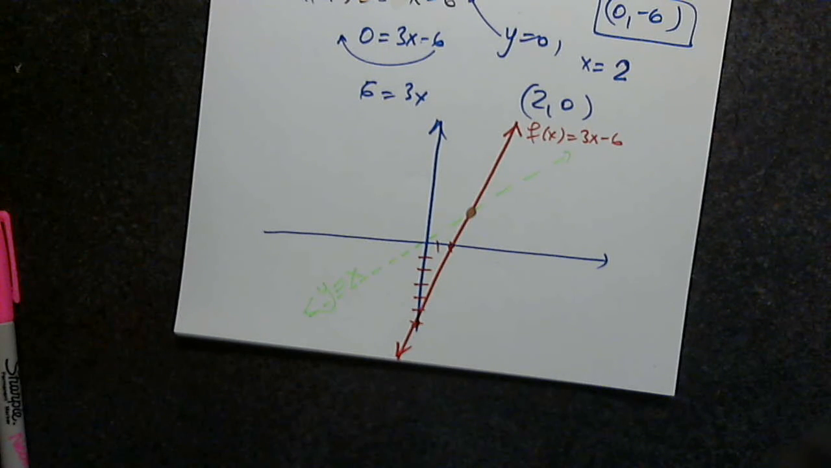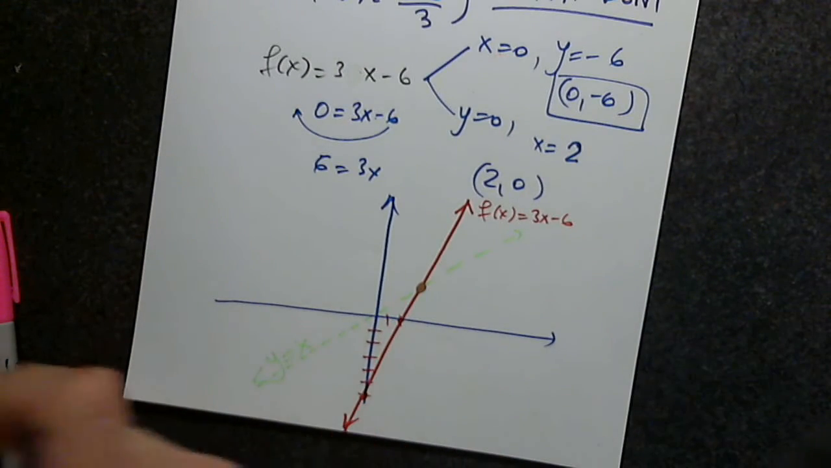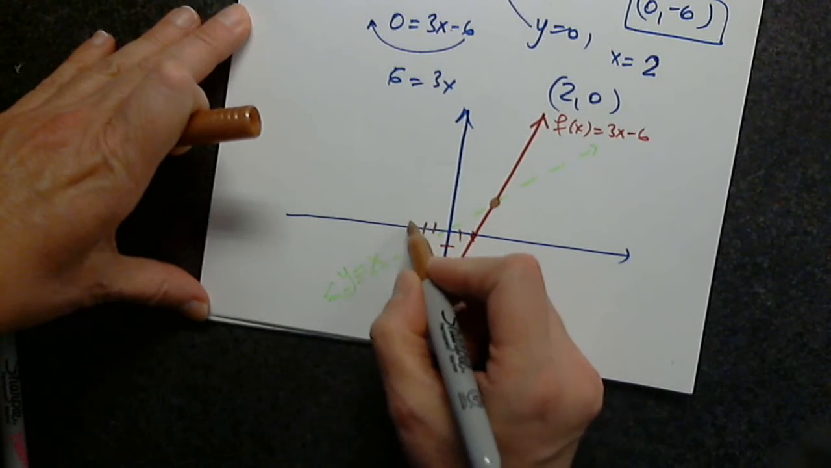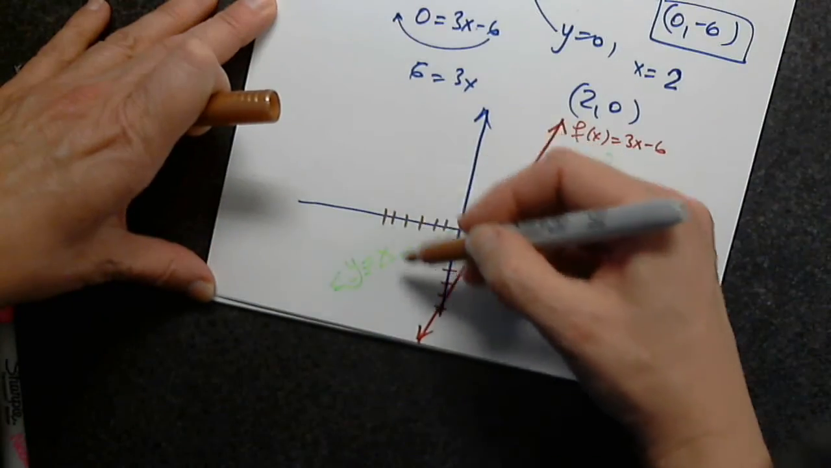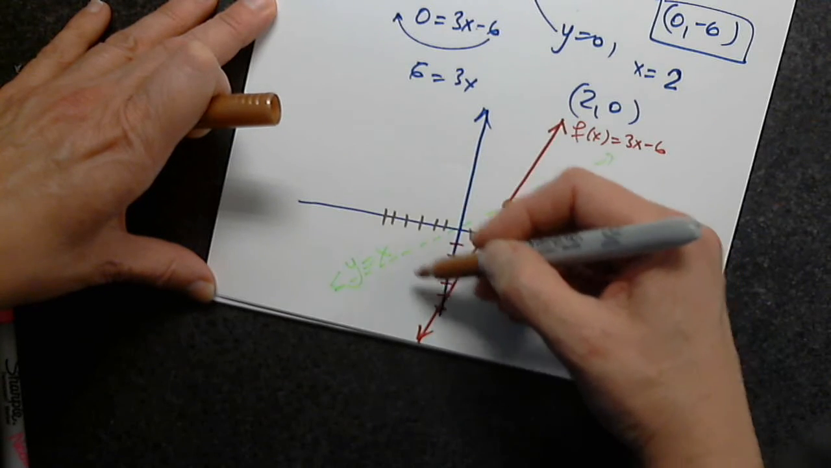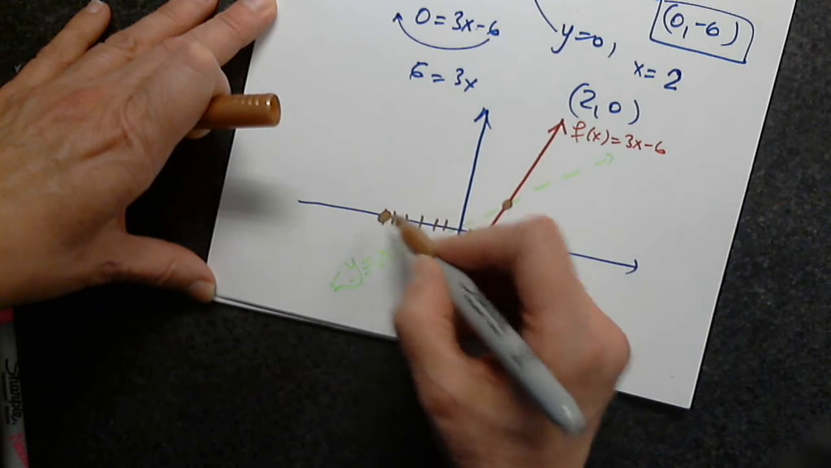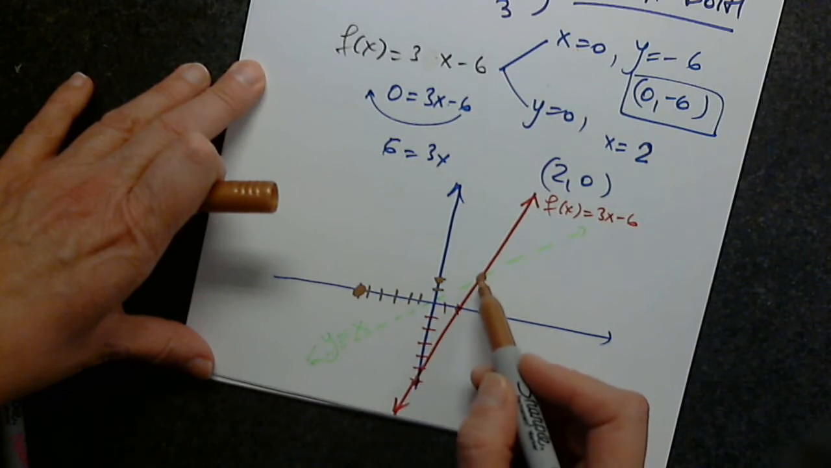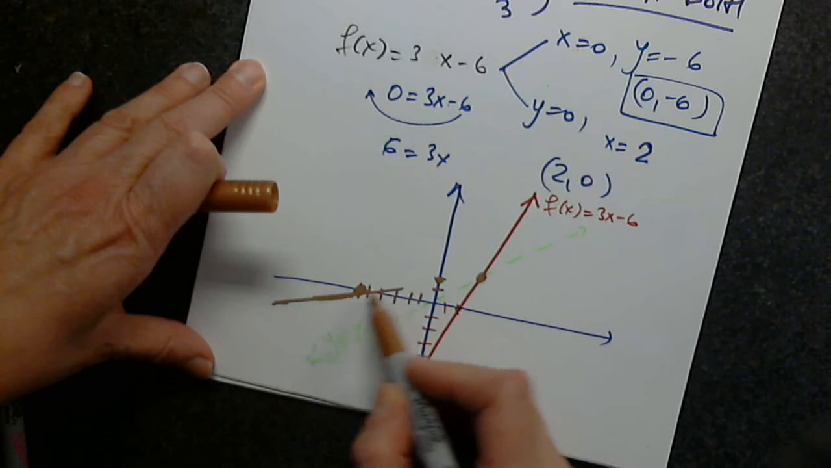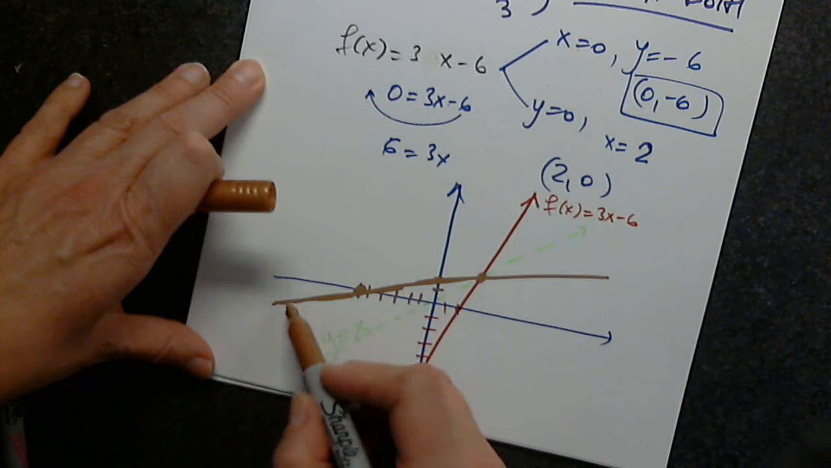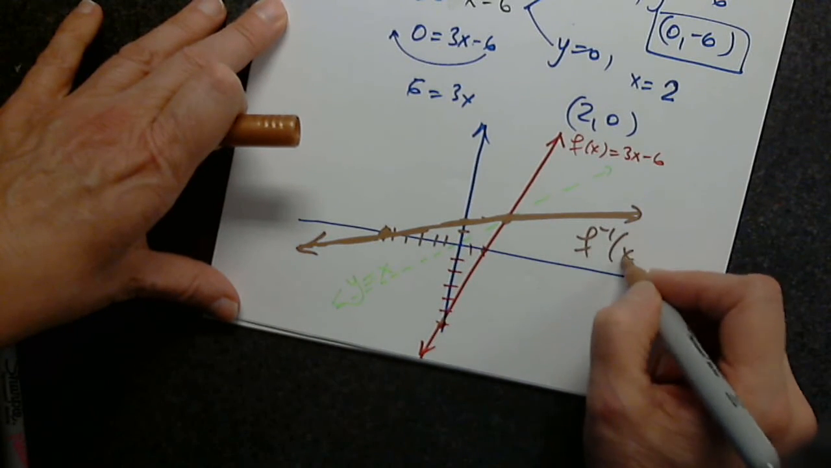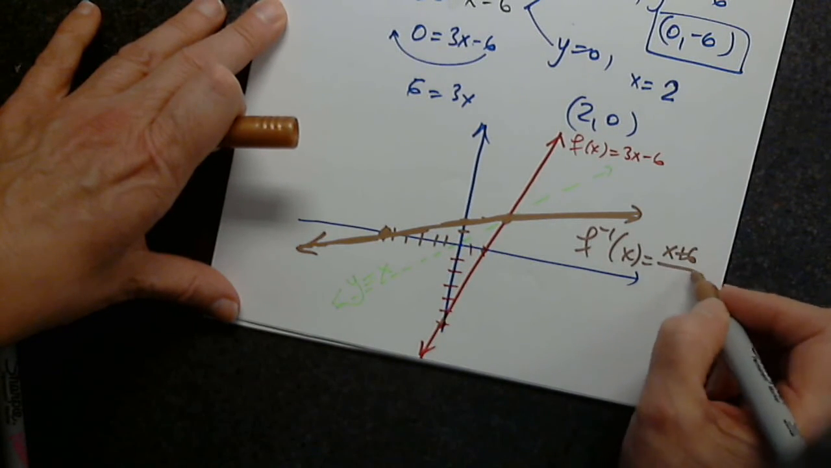Negative 6, 0. Of course, all we have to do is just reverse. Perfect. So we do have negative 6, 0. Excellent. Because it has to be this point, the mirror image of this point. And now the other one is the mirror image here, but I really don't need it because I already have two. So this is the graph of f inverse, which is x plus 6 divided by 3.